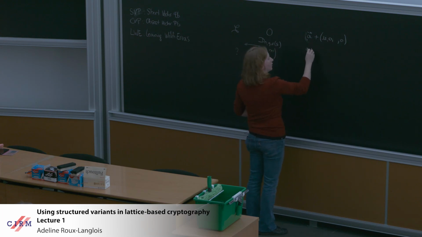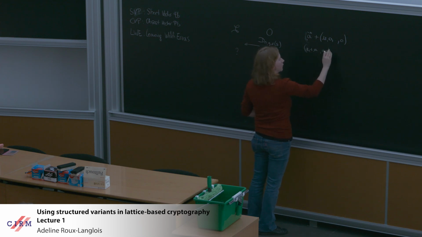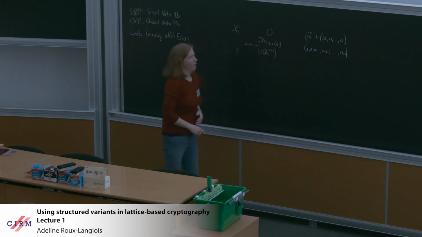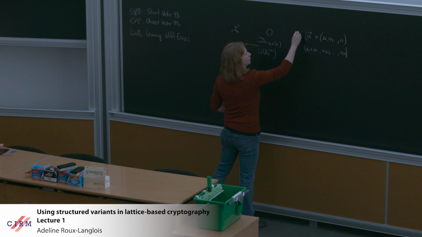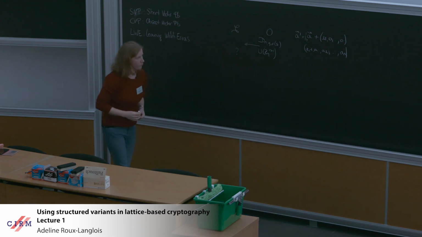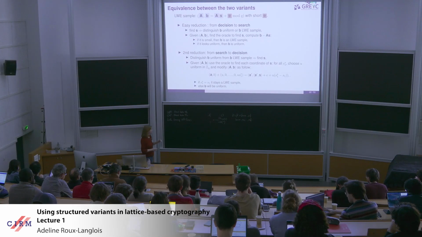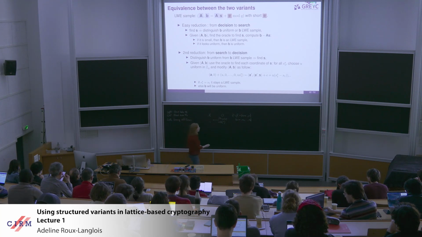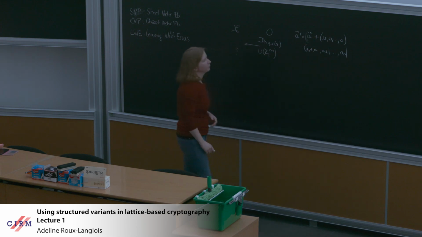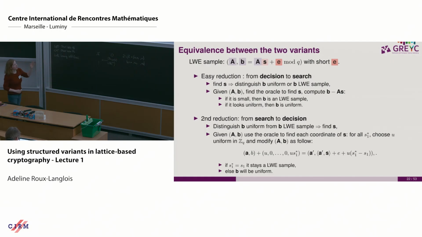So you have A1 plus U, A2. So this is A prime. And then when you do the scalar product between A prime and S, you will find the scalar product between A and S plus U times S1. So you can rewrite it as the scalar product between A prime and S, plus E plus U, which is uniform, times S star 1 minus S1.